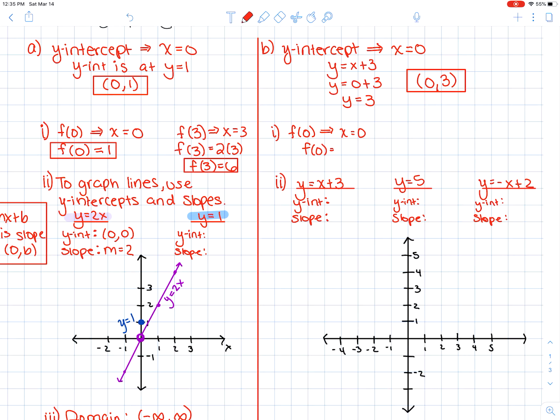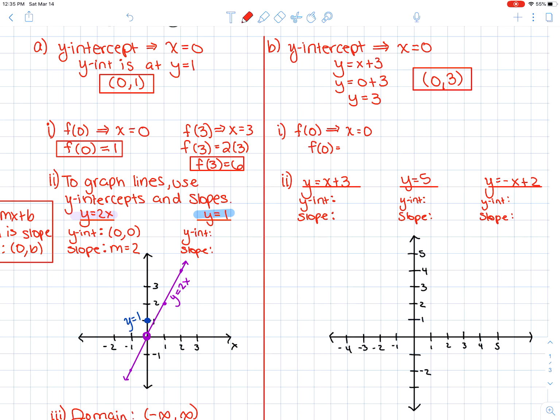And we already know f of 0 is 3 because we did it before. With the y-intercept, we use the function x plus 3, and we plugged in 0 for x, and that equals 3. Now let's find f of 3. And then that means x equals 3.